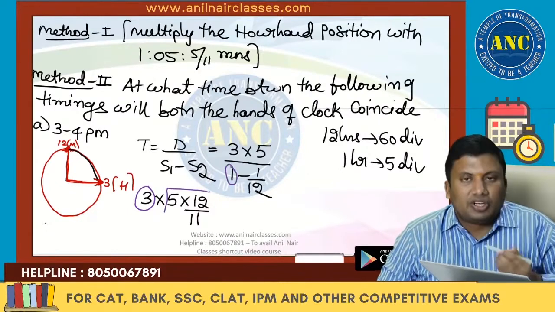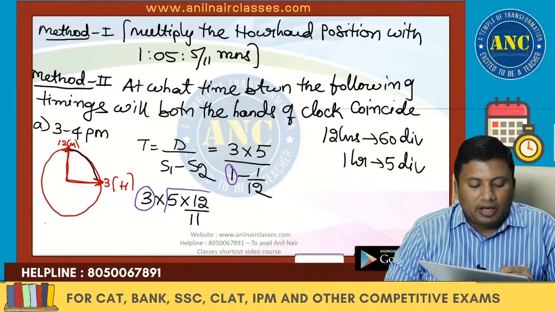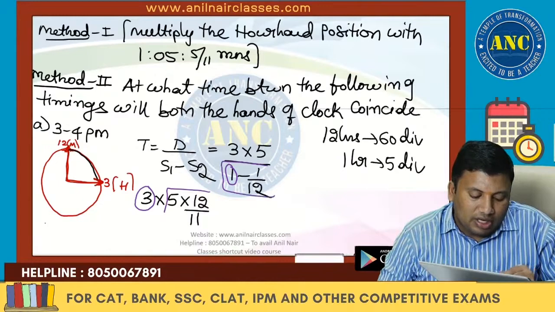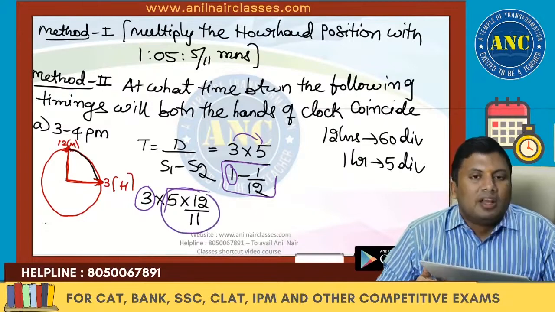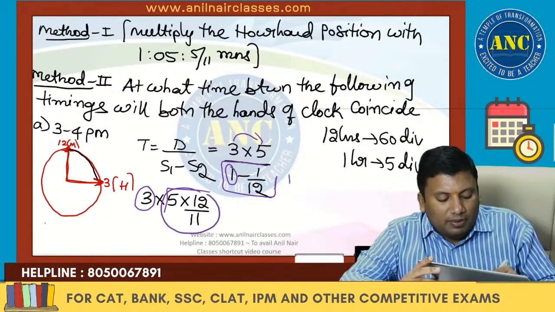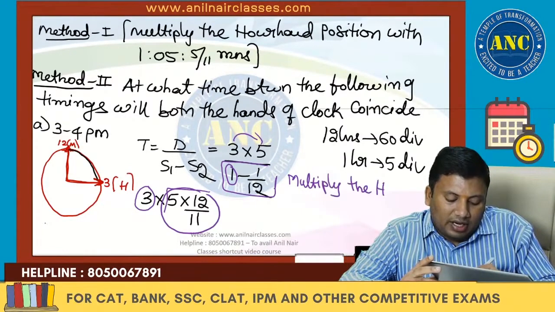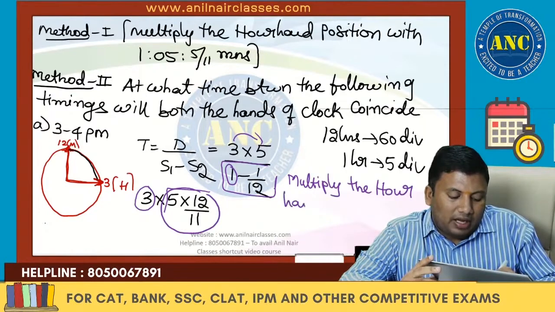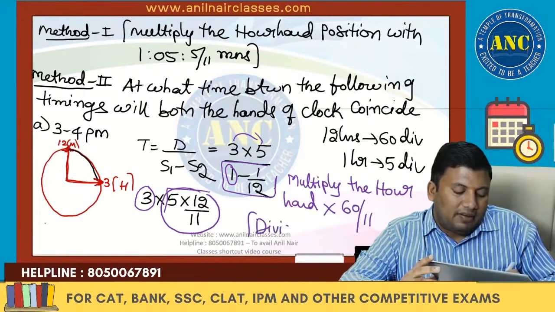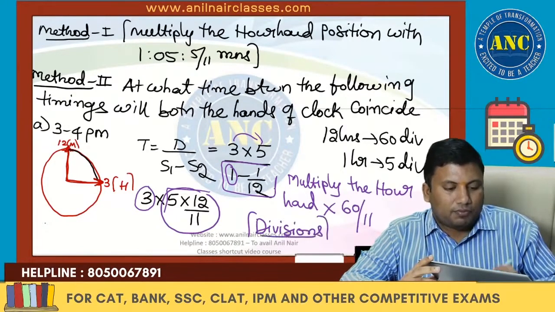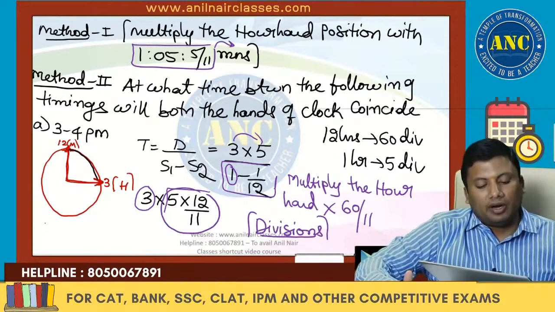The speed will not change. Speed of hour hand is 1 by 12 division per minute. Speed of minutes hand is 1 division per minute. This will not change. 1 hour is 5 divisions, it will not change. That means 5 into 12 by 11, which is 60 by 11, will not change. So another way to look at it: in terms of divisions, multiply the hour hand with 60 by 11, and in terms of minutes, with 65 by 11. I hope you have understood the difference.